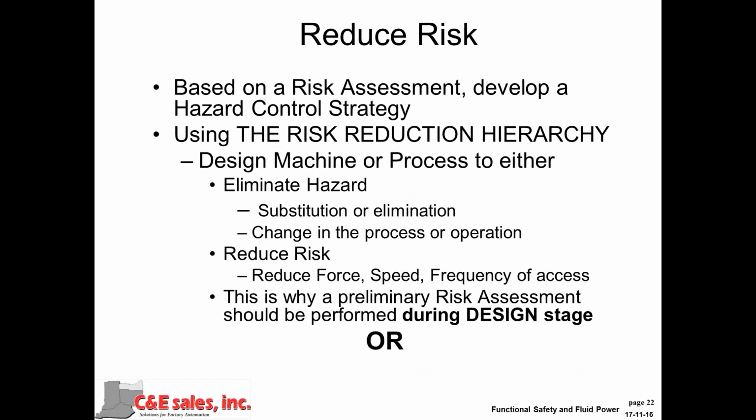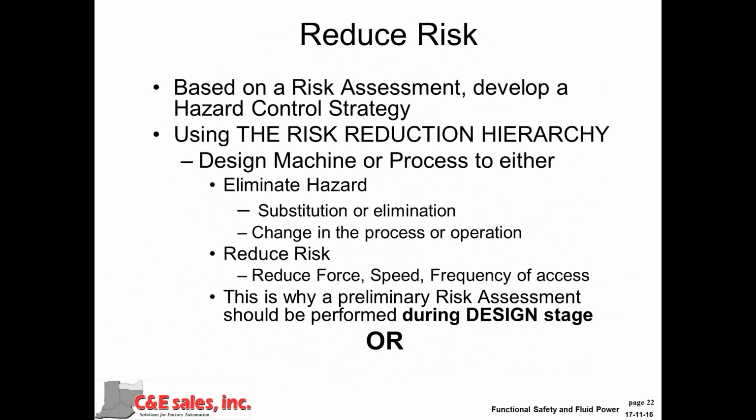If the team has identified there are unacceptable risks, the next move is to come up with a hazard control strategy. How are we going to get that risk down to an acceptable level? We use what is called the risk reduction hierarchy, and that is just a series of activities in descending order of effectiveness that we want to review.